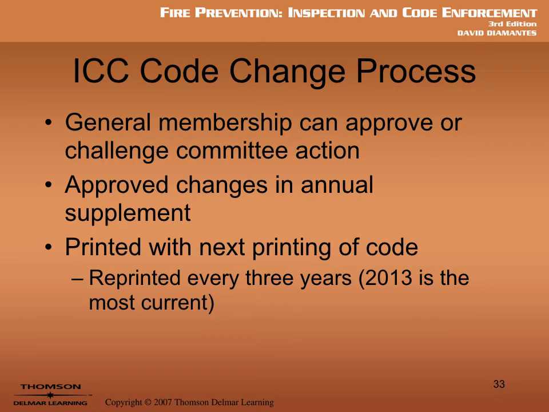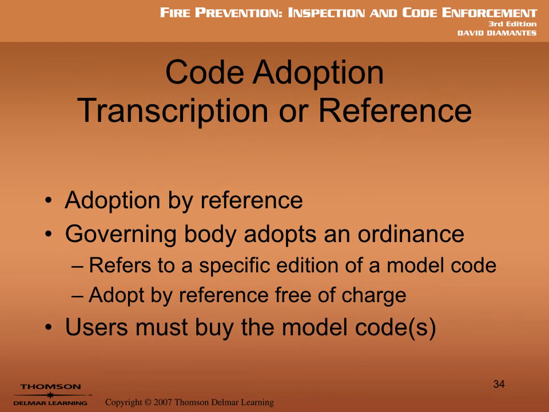And the changes then are approved and will be included in the next printing of the code, reprinted every 3 years. In 2013 was the most current. I should change that, because now 2016 is the most current. Now, when governments vote on it, they have two ways of adopting it. They can do it by transcription, but that's just dumb. Literally, they take the whole code and rewrite it into their laws. Well, that just seems a waste. What we do here in California is we adopt it by reference.